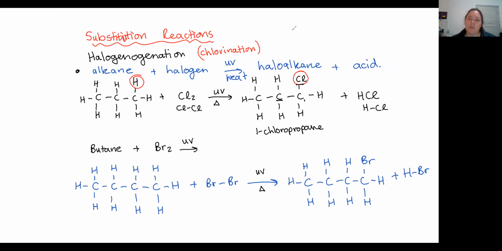The one that you need to remember here is UV light. Without it, this reaction will not happen. If I put butane and bromine together in the dark, nothing will happen. Without UV, we don't create the free radicals. The free radicals don't initiate the reaction, and we therefore don't end up with a product.